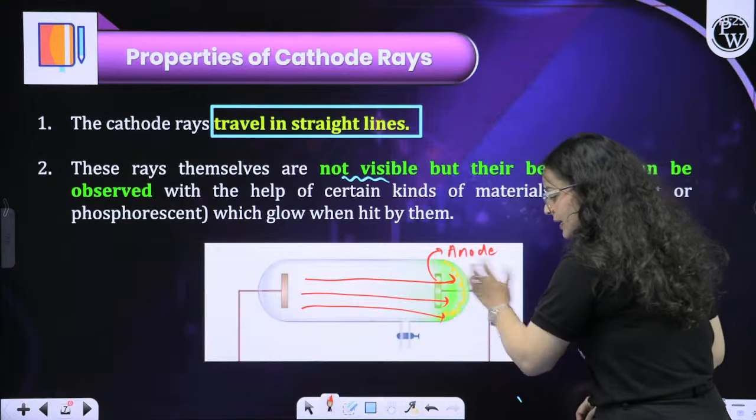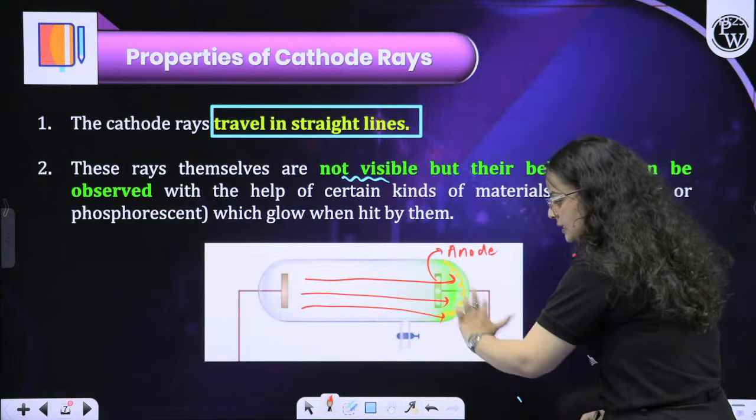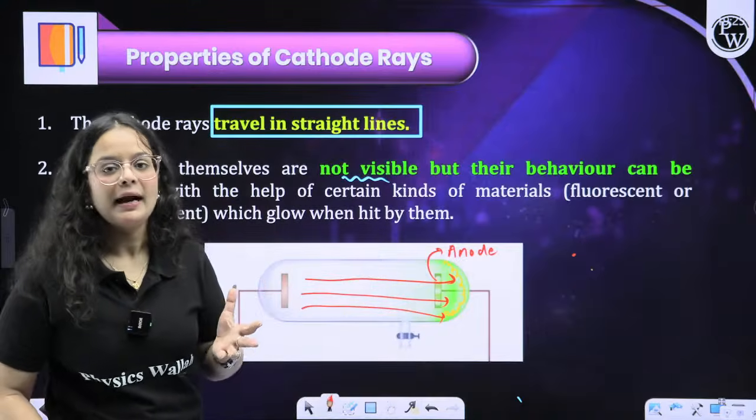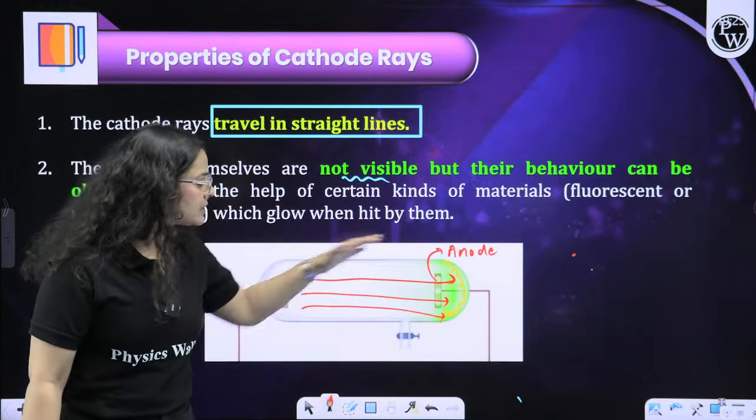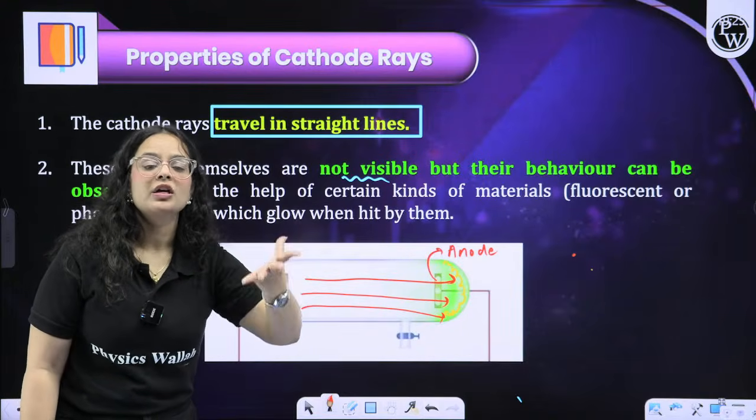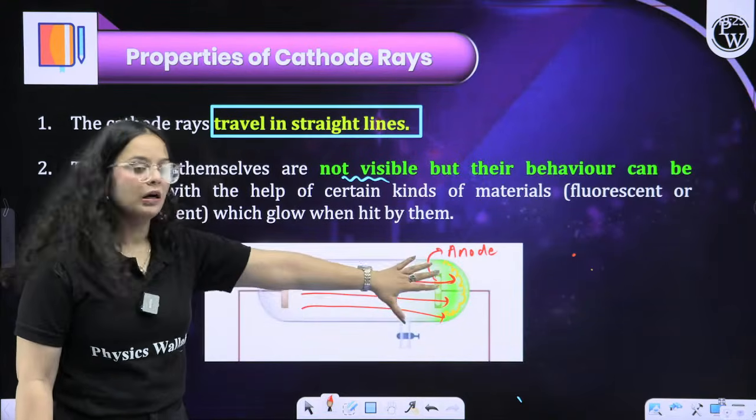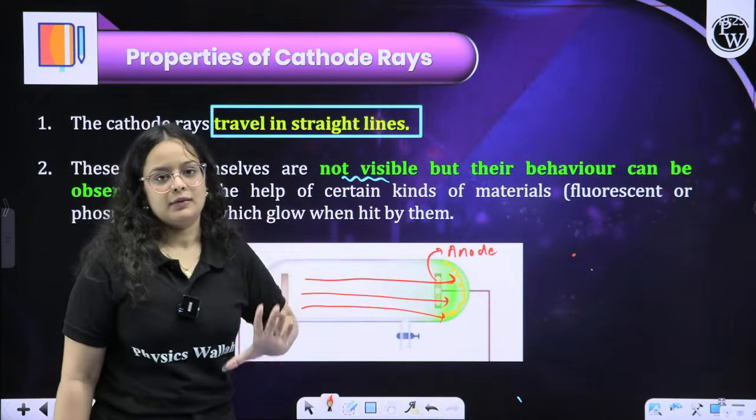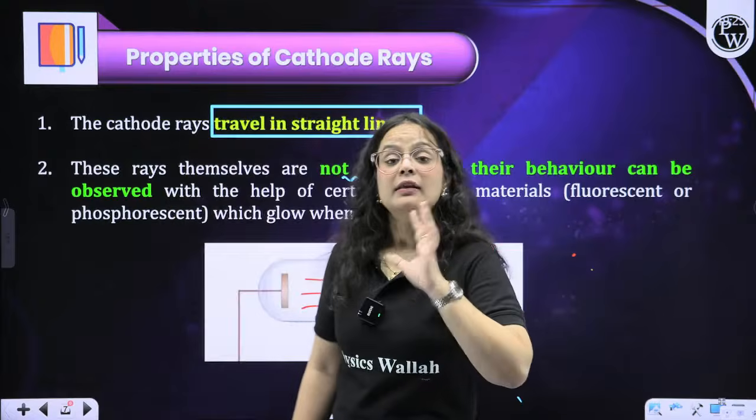And when the rays strike this coating of fluorescent or phosphorescent material behind the anode, there is a glow production. That glow is the indication that something is striking over it, right? So that is cathode rays.